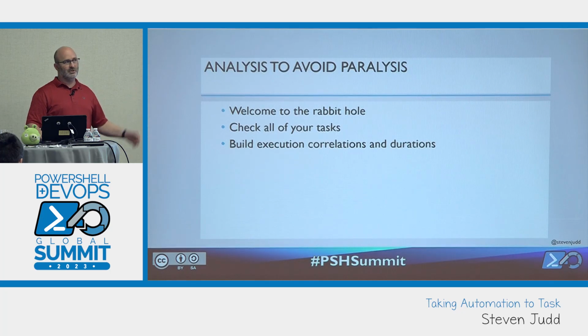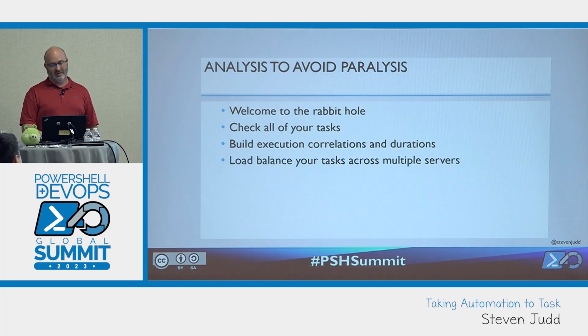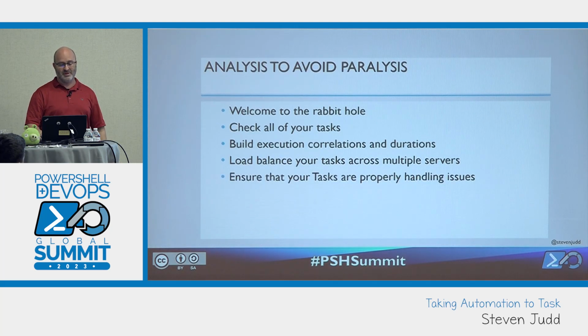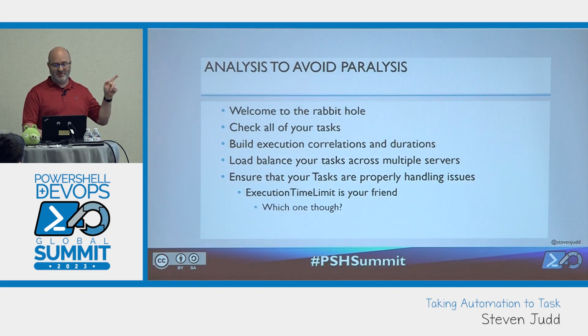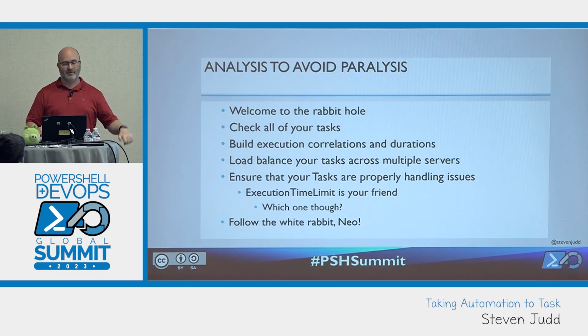Check all of your tasks. Build execution correlations and durations on your tasks. Load balance your tasks across multiple servers. Server here, server there, alternating tasks from one to the other. How do you know whether you're doing that? You need to ensure that your tasks are properly handling issues. This is all in the event viewer. That's why it's so important to have it turned on. And in this case, execution time limit is your friend. Which one though? Better follow the white rabbit, Neo.